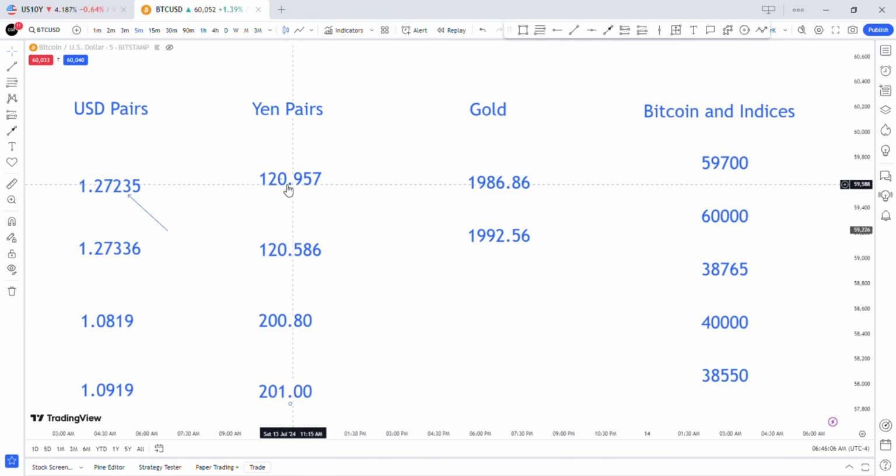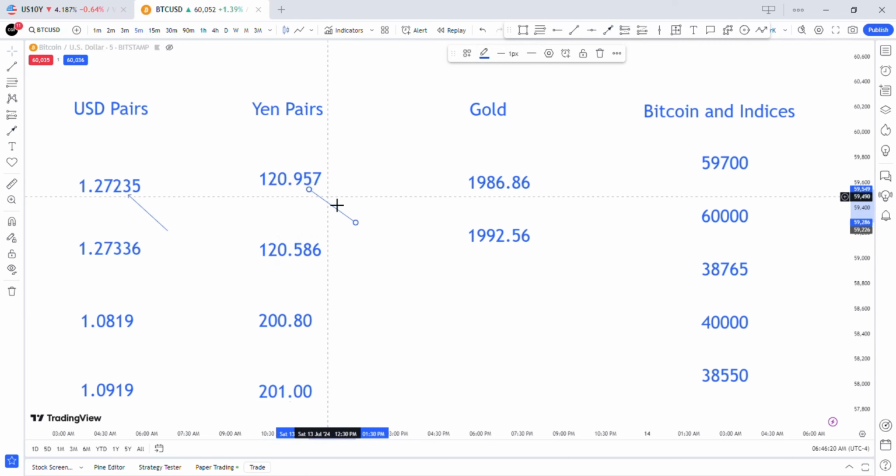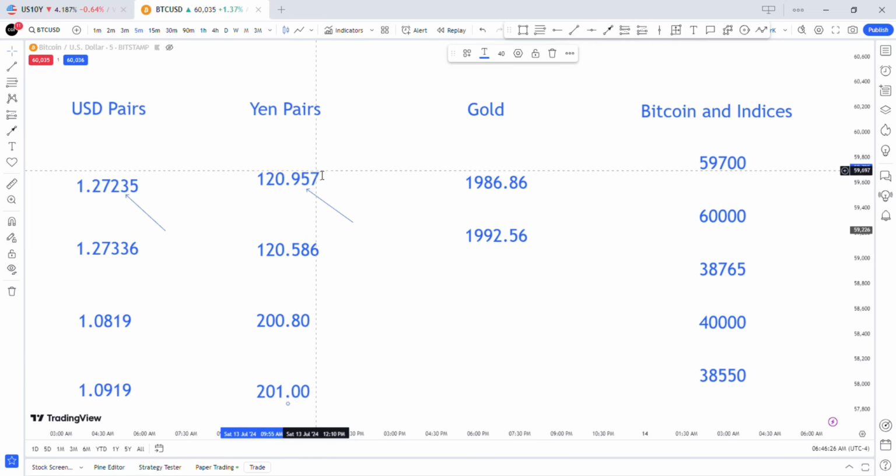Then we have the yen pairs. The yen pairs are paired with the Japanese yen, and this is how they usually look. The pip for yen pairs is the second number after the decimal place, so in this case, the 5. This is how they used to look, 200.80, 201.00, until the pipette or the point got introduced, and now this is the smallest unit of movement.